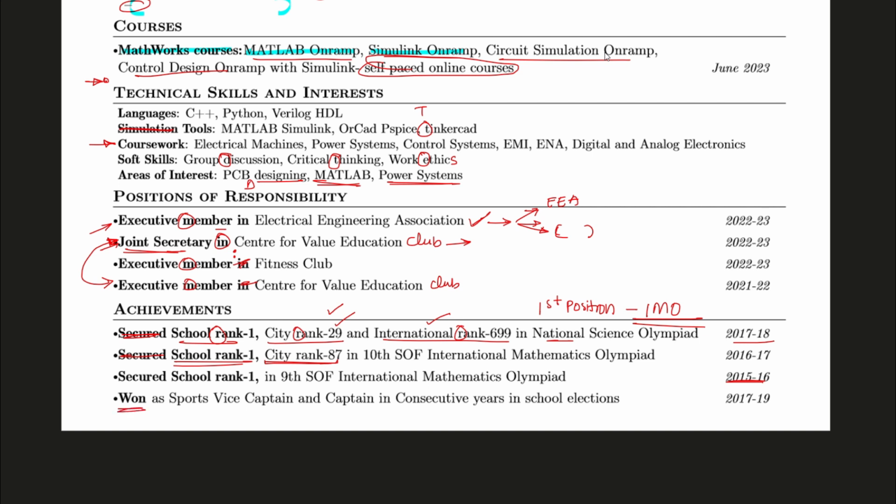One is not needed again. See, one is sports vice captain and captain in consecutive years. Again, school as capital E capital. One as sports vice captain. Instead, you could write directly sports vice captain and or comma captain in school elections 2017 and 19.